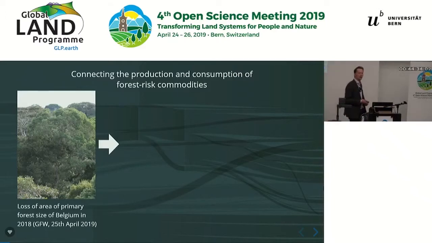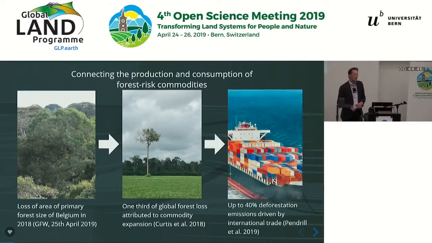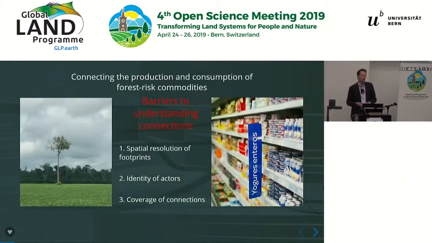Yesterday, the Global Forest Watch produced a report estimating that an area of primary forest the size of Belgium was lost in 2018. We know that a considerable amount, maybe about a third of that, is linked to expansion of commodity crops. And we know that a substantial amount of that, maybe 40%, according to Martin and colleagues' recent paper, is linked to global trade. So how do we link these two ends of global supply chains?